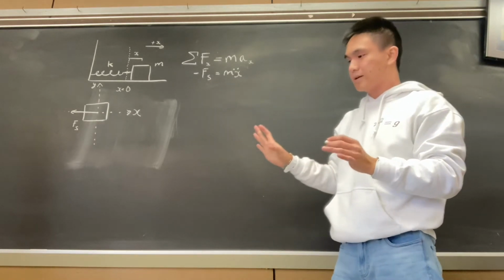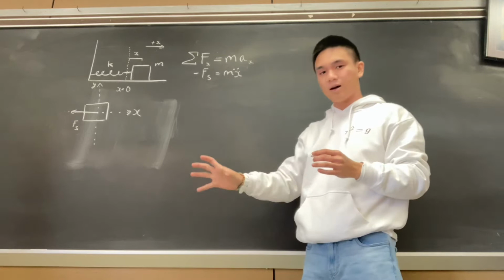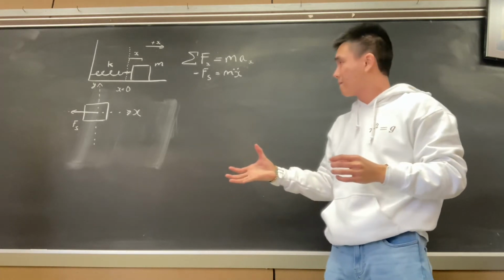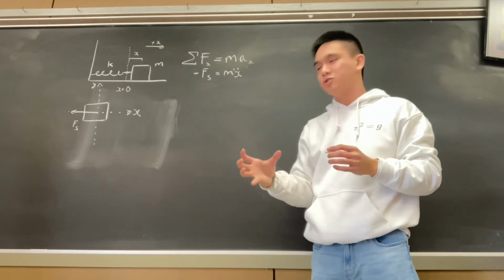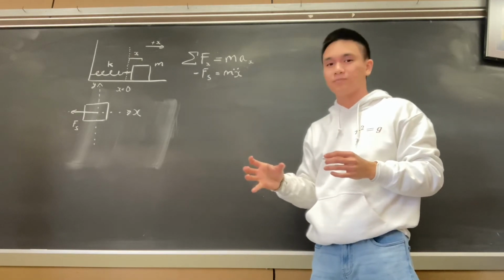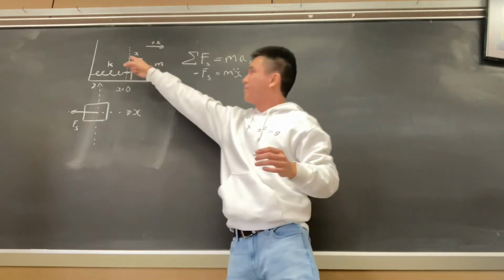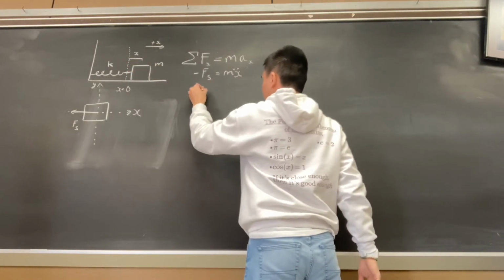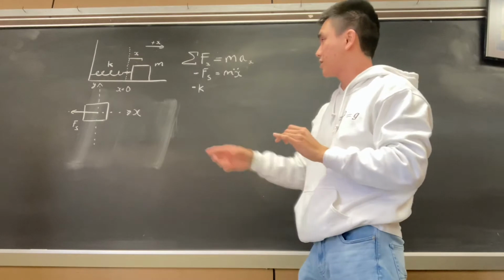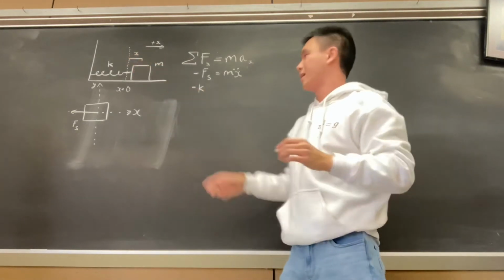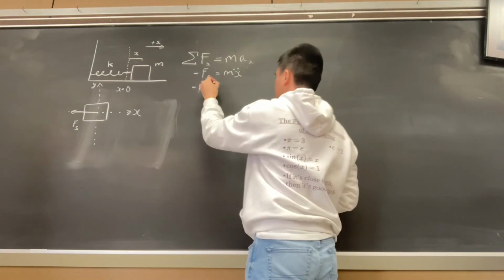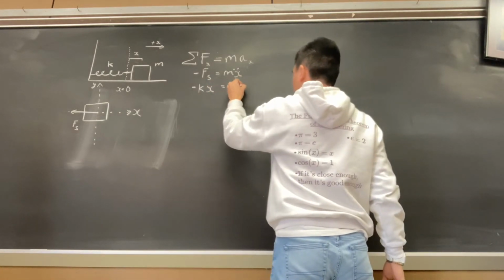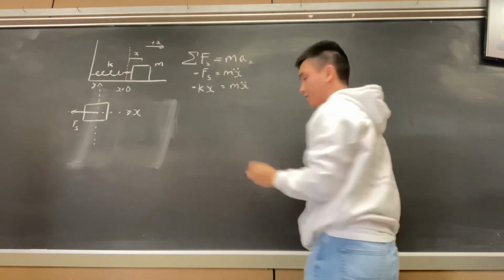Okay, and what is the magnitude of the spring force? It is simply something called the spring constant. It's an intrinsic property of the spring, okay, it's a quality of it, times how much you stretched it or compressed it. We've stretched it by distance x, so we have k times x. So it's negative kx is equal to m x double dot.